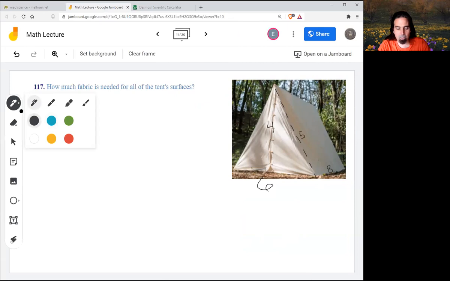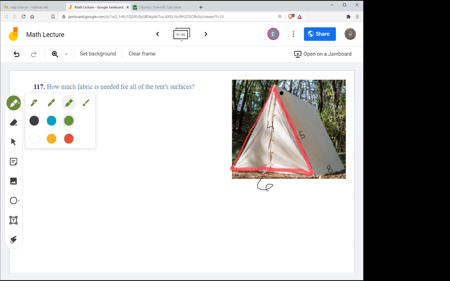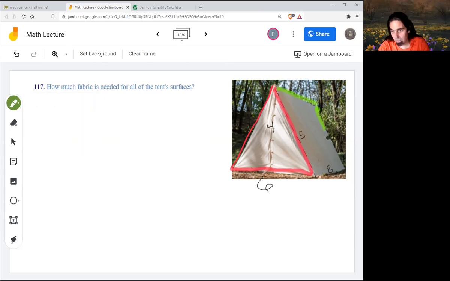Okay, what color should I make the front of the tent? Red. Oh, okay. Oops, it's not very thick. So we have that triangle. And then we're going to have another one of those in the back, right? Okay, how about the sides? Great. Okay. So we have these rectangles and we have 2 of those also.